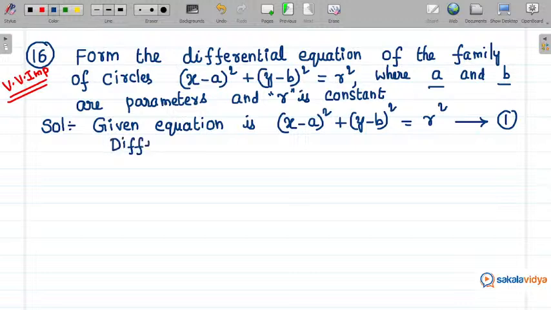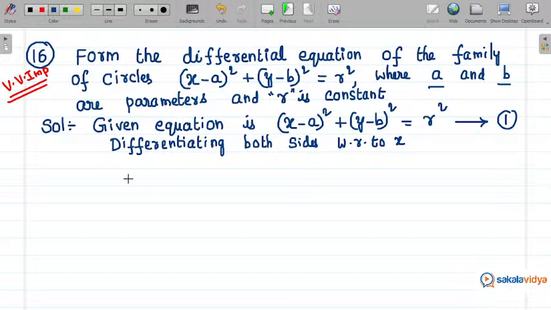Differentiating both sides with respect to x. In order to differentiate, we should know the power rule for x to the power of n. We already had a discussion: d by dx of x to the power of n is n into x to the power of n minus 1.